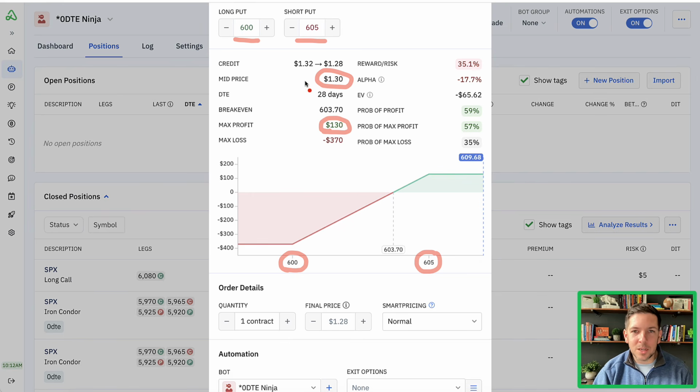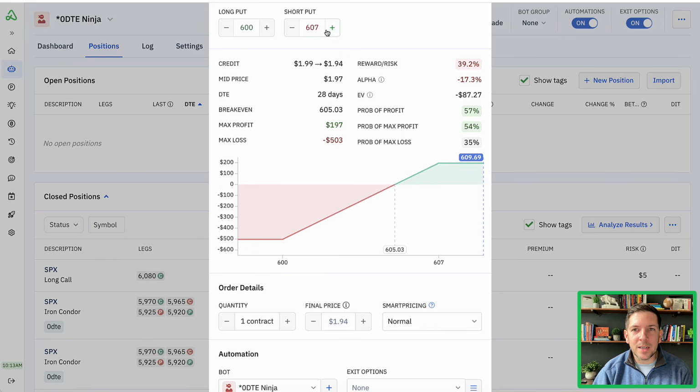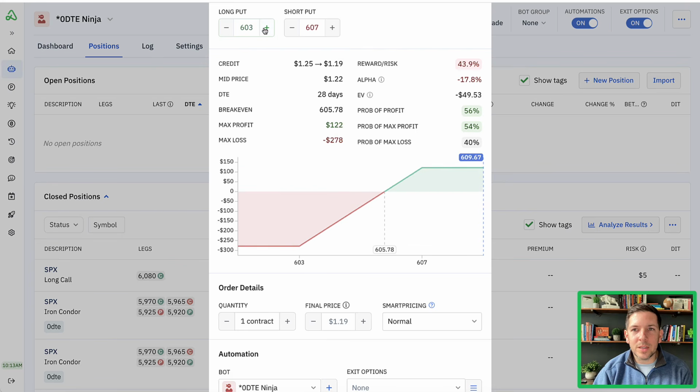So these are interesting trades because generally speaking, if you enter them out of the money, they usually have a good probability of profit, good probability of max profit, but you do want to work around with the different strikes because you want to enter trades that have generally high expected value and at least positive alpha versus negative expected value.